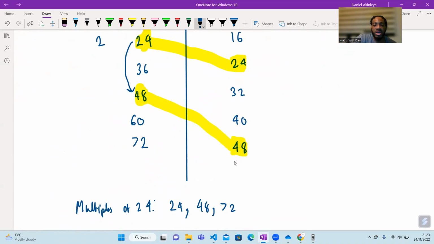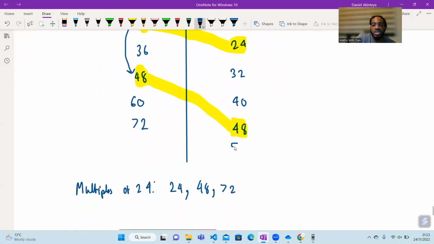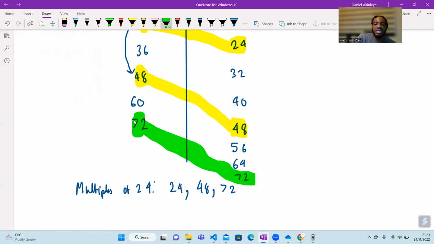And then this one, we're adding it in 8s, so this will be 56, and then the next one will be 64, and then the next one will be 72, isn't it? So can you see that this is our answer for sure? Because this is more than 60 and it's the exact same.